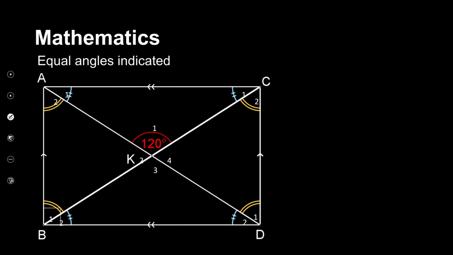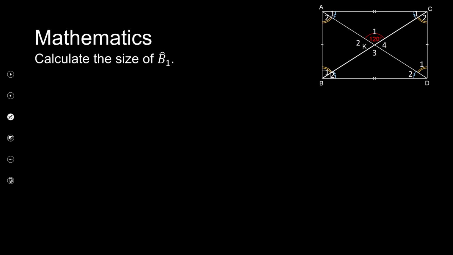Now, what do I know? I know that this is equal to that, which is equal to that, which is equal to that. So as a result, all four angles are going to be equal. And I also know that since these two lines are equal, it makes it an isosceles triangle. Now to find B1, I will start first by saying what is K2.